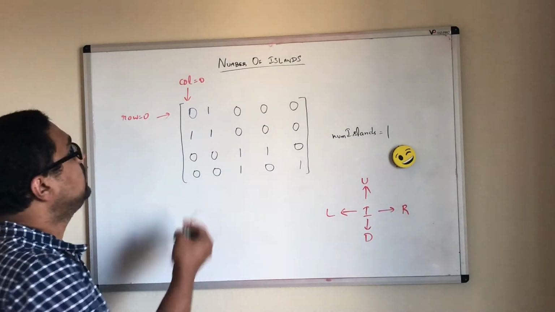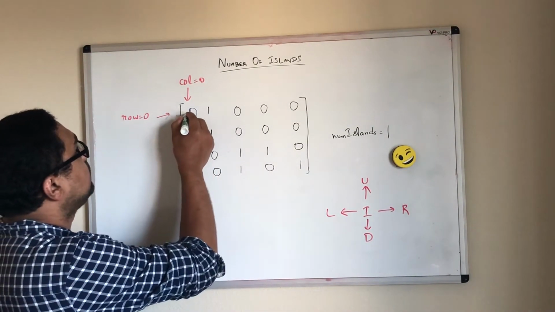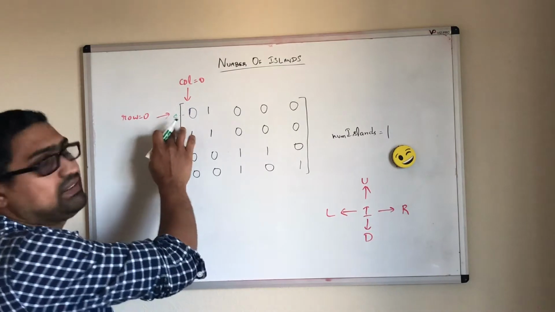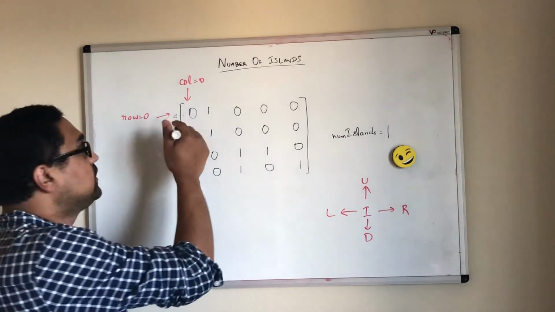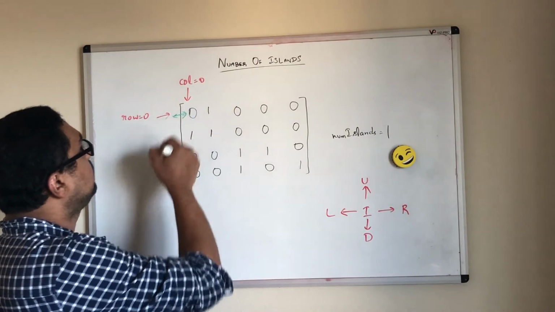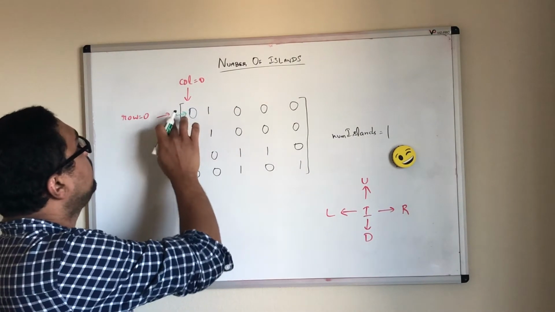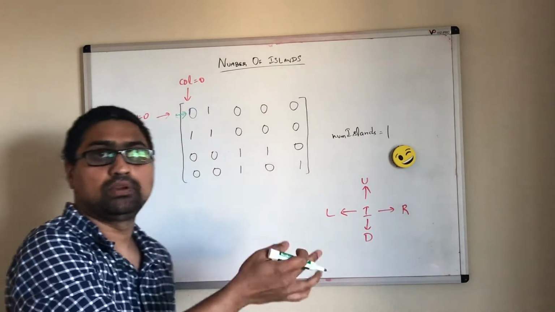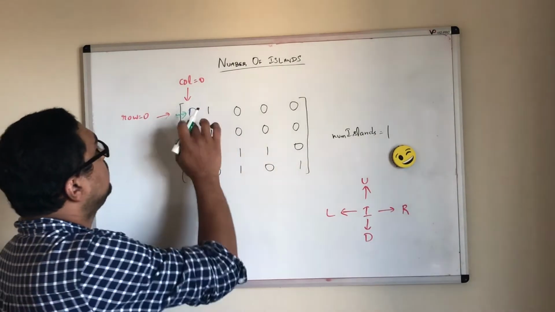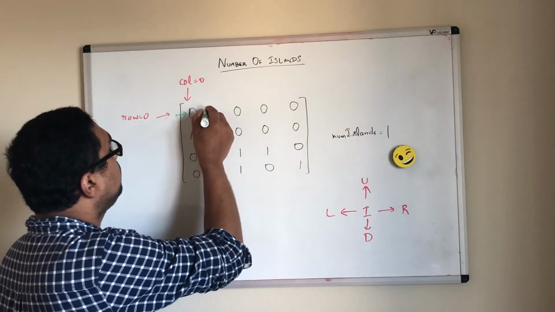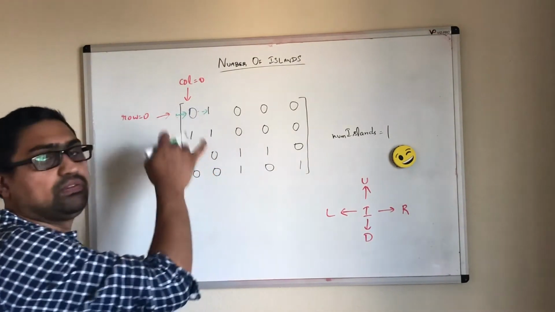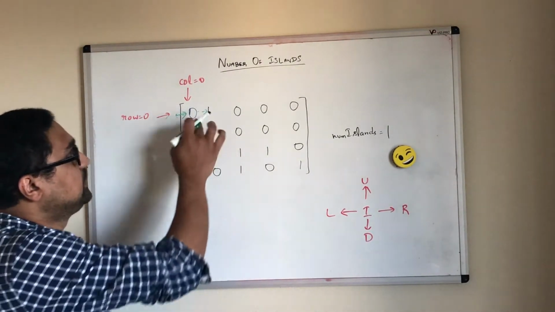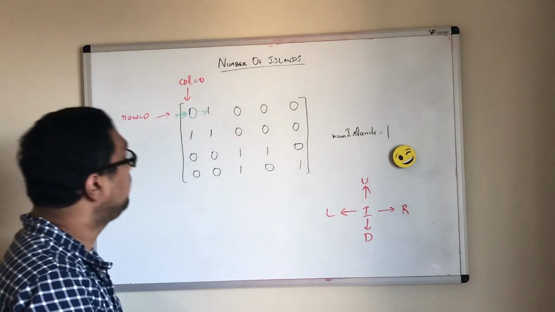So let's start with the left neighbor first. Here this value is invalid, so we come back in the recursion. Now we are back here. Now let's explore the right neighbor of this cell. So this value is equal to 1. So this is part of the same island. So let's mark it as visited.